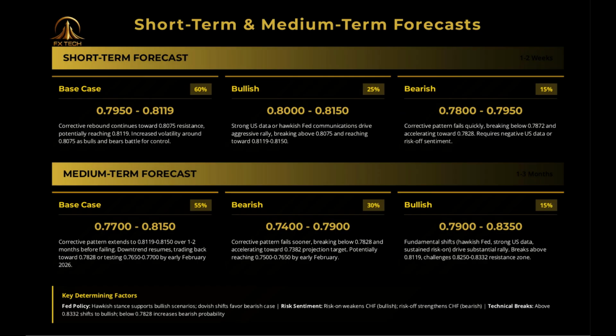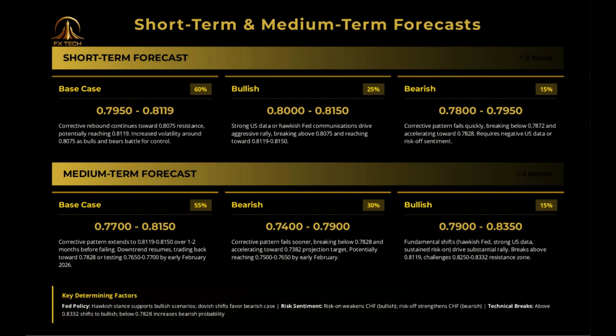Looking at short-term forecasts for the next 1 to 2 weeks, our base case scenario with 60% probability sees the pair trading between 0.7950 and 0.8119, with the corrective rebound continuing towards 0.8075 resistance. A bullish scenario with 25% probability could see a range of 0.8000 to 0.8150 if strong US data emerges. The bearish scenario with 15% probability targets 0.7800 to 0.7950 if the corrective pattern fails.